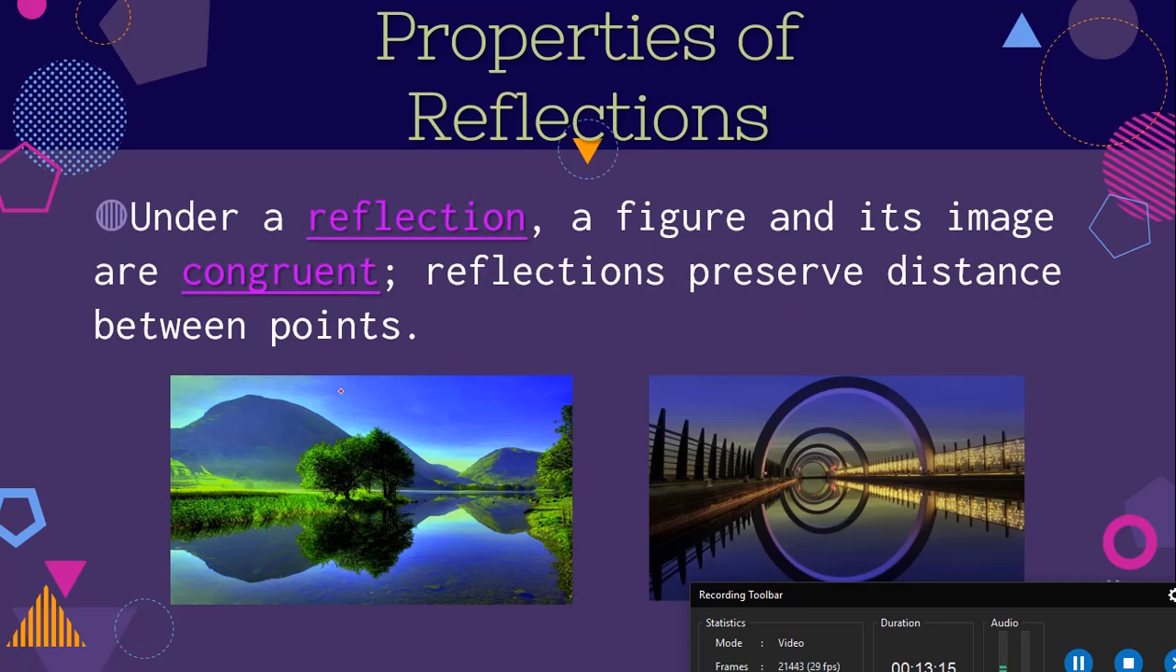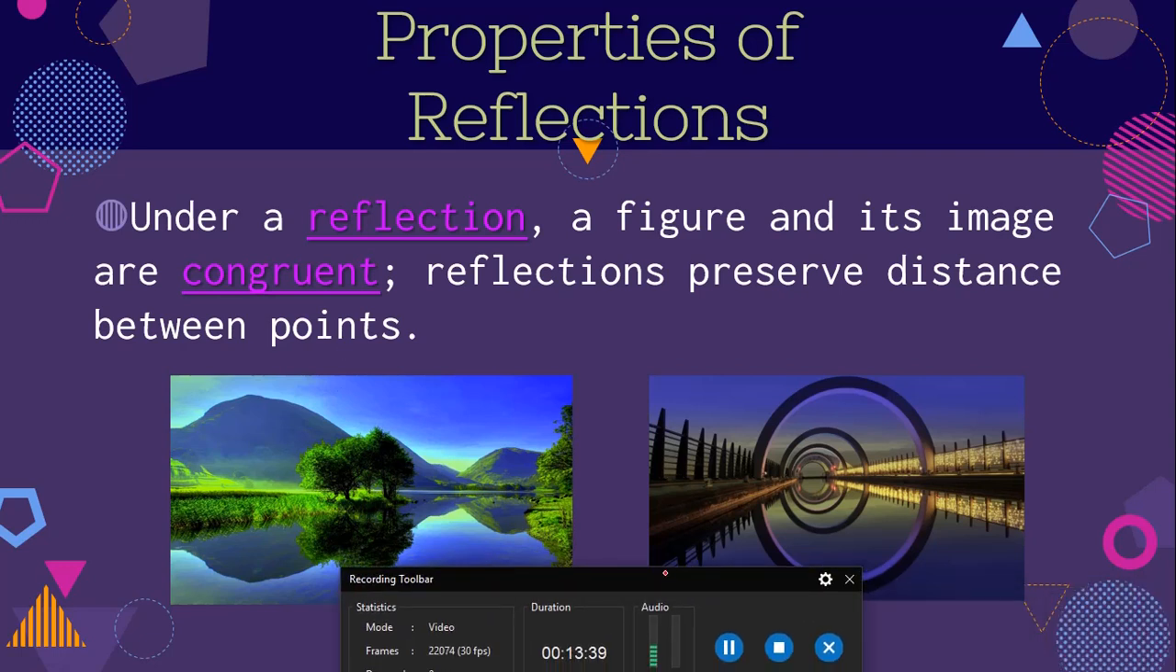So what can we conclude after doing all these examples? Anytime you perform a reflection, the figure, which is the pre-image, and its image, which is the copy, are going to be congruent. They're going to be the same shape and the same size. The only thing that might be different is that they face different directions. So reflections preserve distance between points, and that is a common property of all reflections.